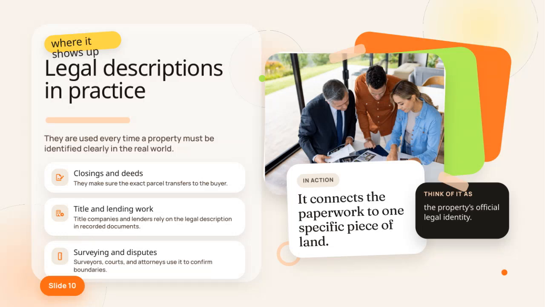The legal description acts as the property's official legal identity, connecting all the paperwork to one specific piece of land. It's much more than just an address or a general location. It provides a precise, unambiguous way to identify the property. In practice, legal descriptions come into play whenever the property must be clearly identified. For example, during closings and the transfer of deeds, they ensure the exact parcel of land is transferred to a buyer with no confusion. Title companies and lenders also depend heavily on these descriptions. When they record documents or process loans, the legal description confirms which property is involved, helping prevent mistakes.